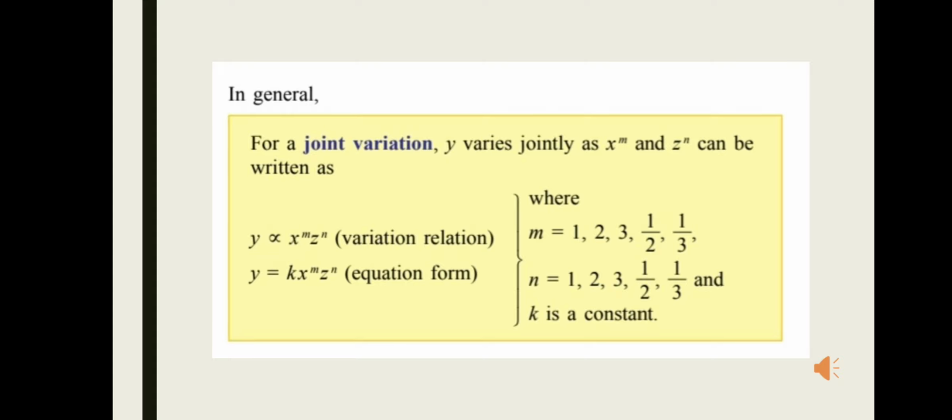In general, for a joint variation, y varies jointly as x to the power of m and z to the power of n can be written as y α x^m z^n. This is written for the variation relation, whereas y = k x^m z^n is for the equation form.